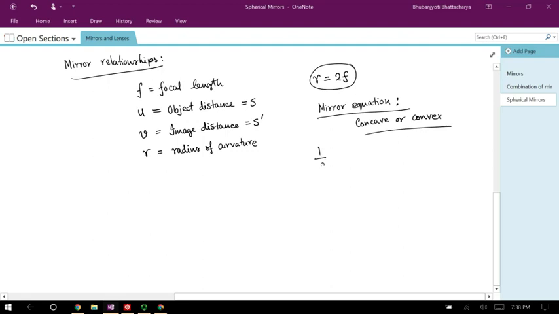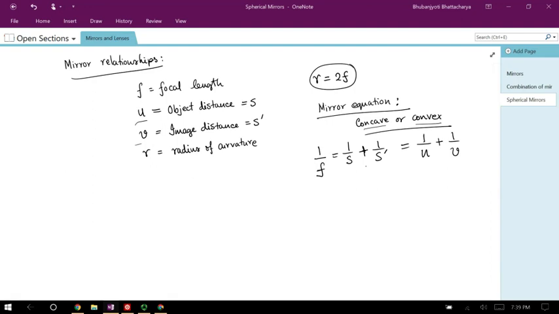The mirror equation would take the form 1 over F is equal to 1 over S plus 1 over S prime. Or in terms of U and V, this is the same thing: 1 over U plus 1 over V. So 1 over the focal length is equal to 1 over the object distance plus 1 over the image distance. That's our mirror equation, and it does not matter what kind of mirror this equation is for, concave or convex. It's going to be the same equation. But depending on whether it's a concave or a convex mirror, we will have some subtle differences.